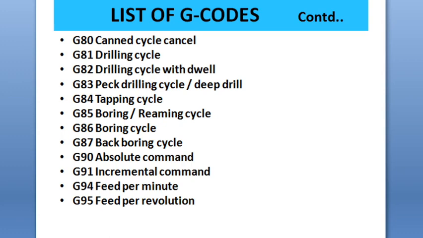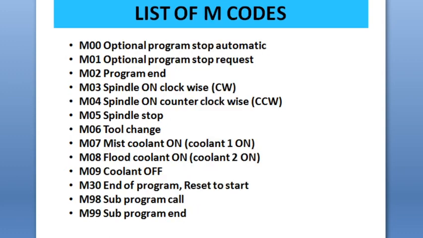G90 is used for absolute coordinate system. G91 incremental coordinate system. G94 is represented in feet per minute. G95 feet per revolution. G98 and G99 for turning center. Millimeters per minute, millimeters per revolution for the feed rate.